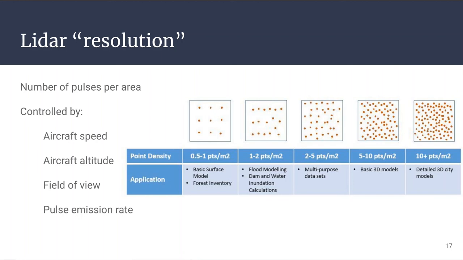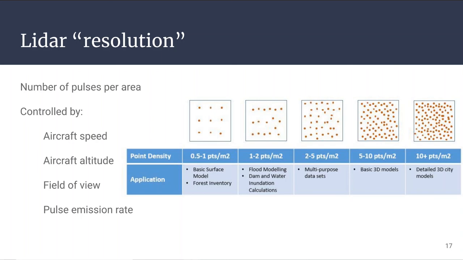So if you're creating 3D models of a city, of cars in the city, of trees, of plants, of buildings, then you want that maximum quality 10 points per meter squared data. You'd want a really near-the-ground flight with a slow flying aircraft or drone, and you'd want a high pulse emission rate.